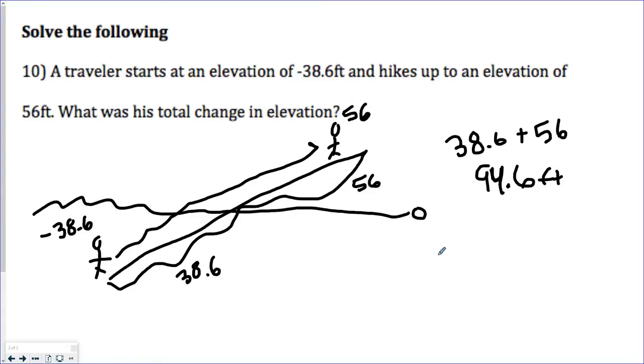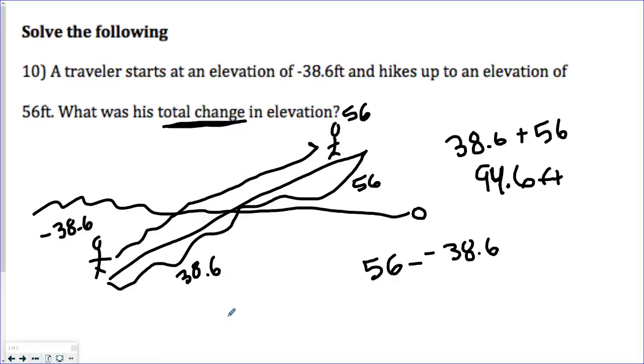Another way of thinking about it is that to get the total change in anything, whether it be elevation, money, or anything else, you take what you ended with, 56 feet, minus what you started with, which is negative 38.6. That's how you find the change. You take what you end with minus what you start with. Just like a number line.